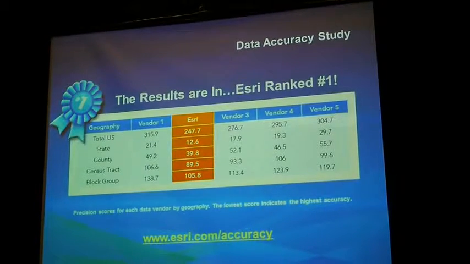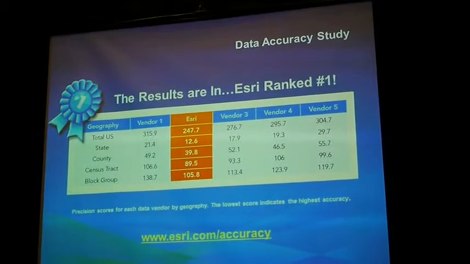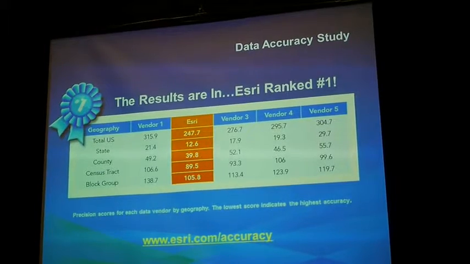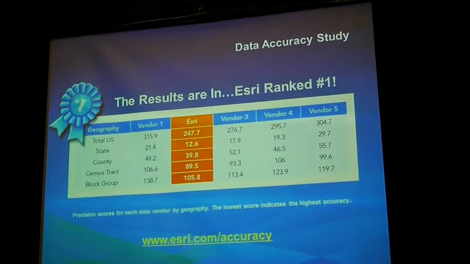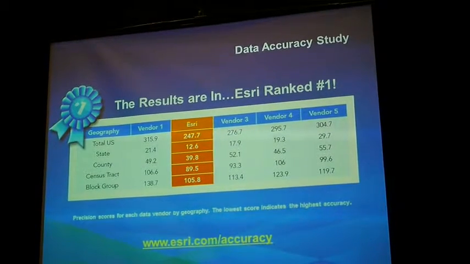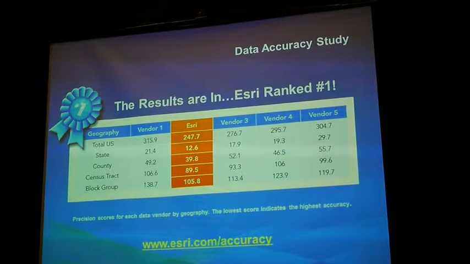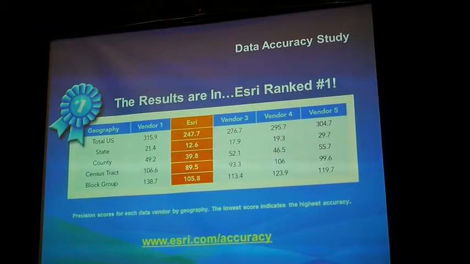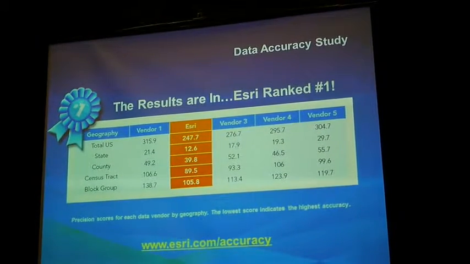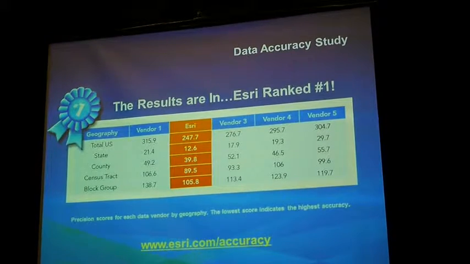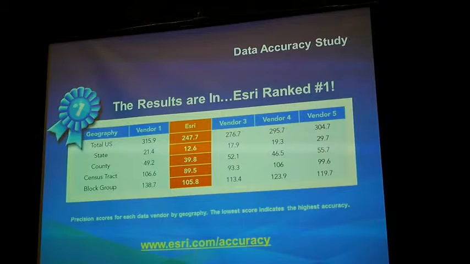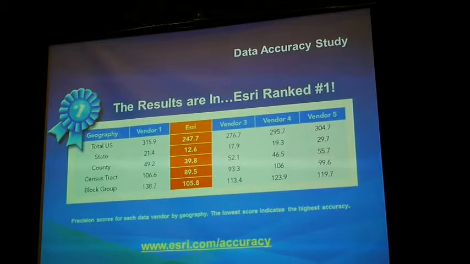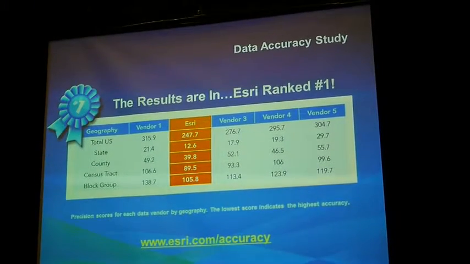These precision scores are collected at every level of geography you see here. And the lower the number, the better. It's the higher accuracy. And what was unique about this test is that we commissioned the study for the entire United States, as opposed to cherry-picking areas that we thought maybe we had better accuracy. We actually did this for the whole United States and at these 4 levels of geography. So we're really excited about this.